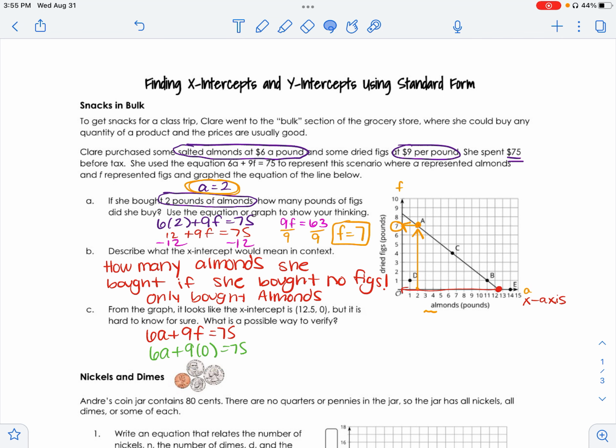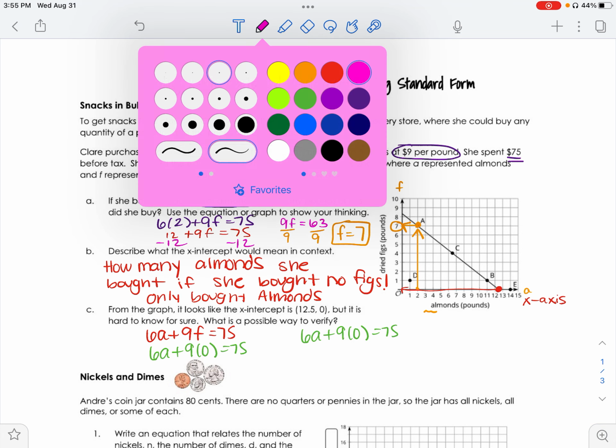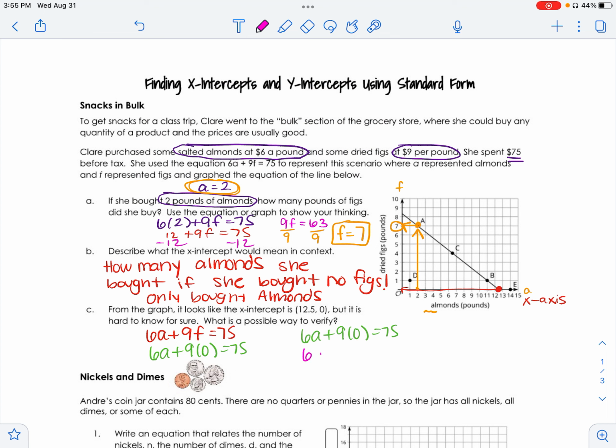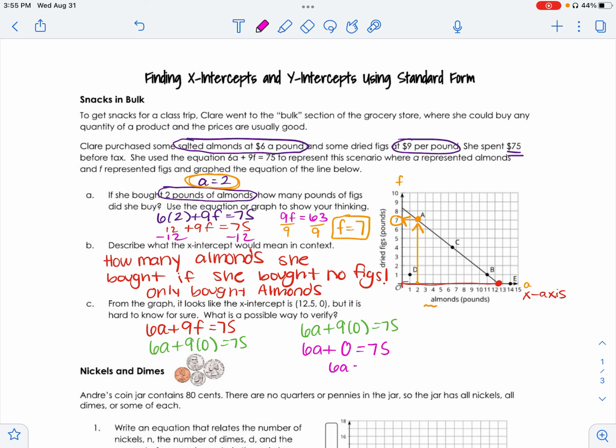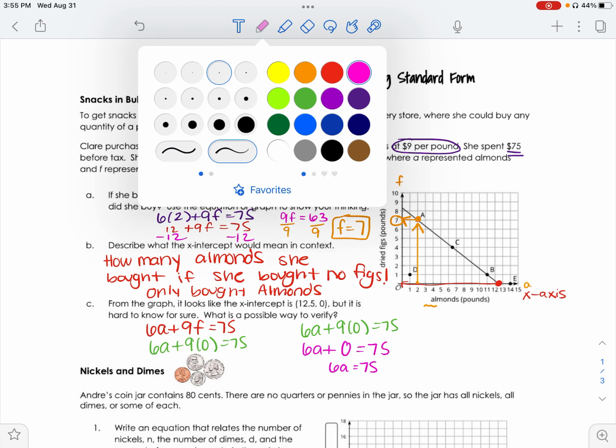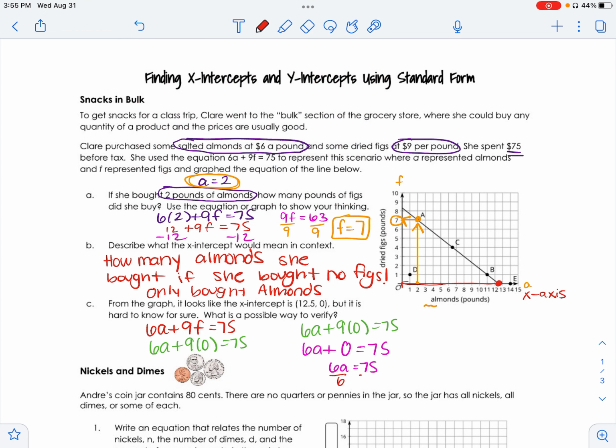All right, I'm going to copy this over, and bring it over here and simplify. First, starting with the multiplication, so I get 6a plus 9 times 0 is 0. So I don't even have to really subtract that over, because I know that'll just get me 75. So I have 6a equals 75. Then I'll divide both sides by 6. And so I get a equals 12.5. So in fact, that is the correct answer.